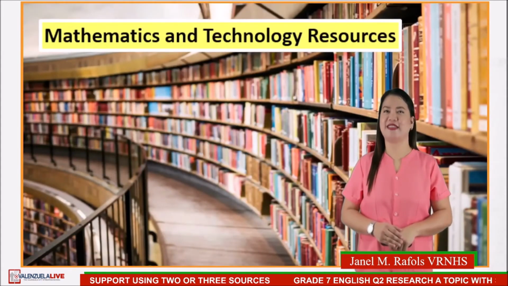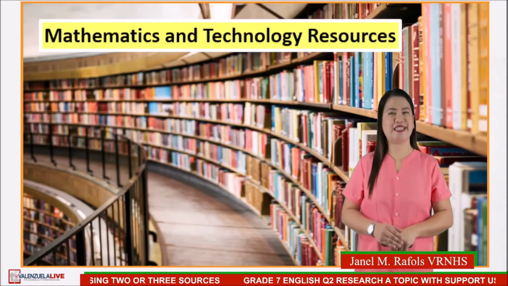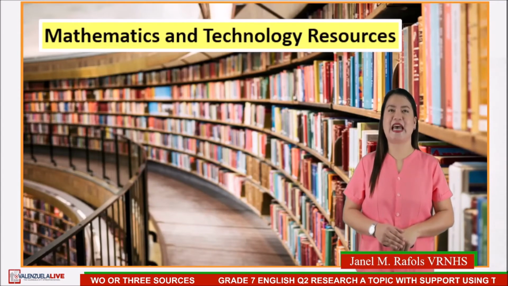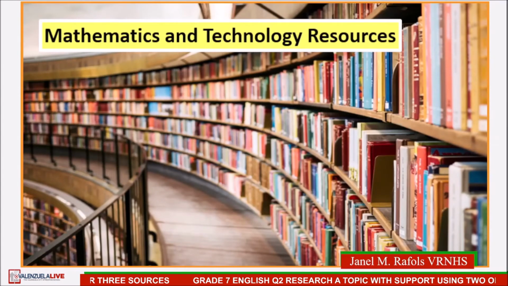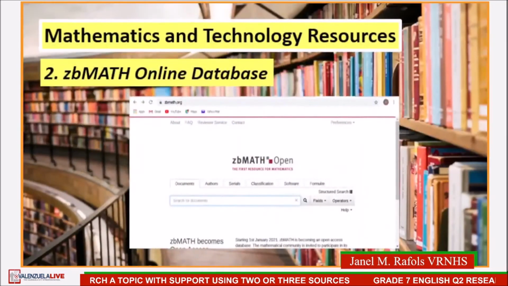Keep your results limited to only the best math and technology resources by using these search engines. The Collection of Computer Science Bibliographies. Find more than 3 million references to journal articles, conference papers, and technical reports in computer science with this bibliography collection.